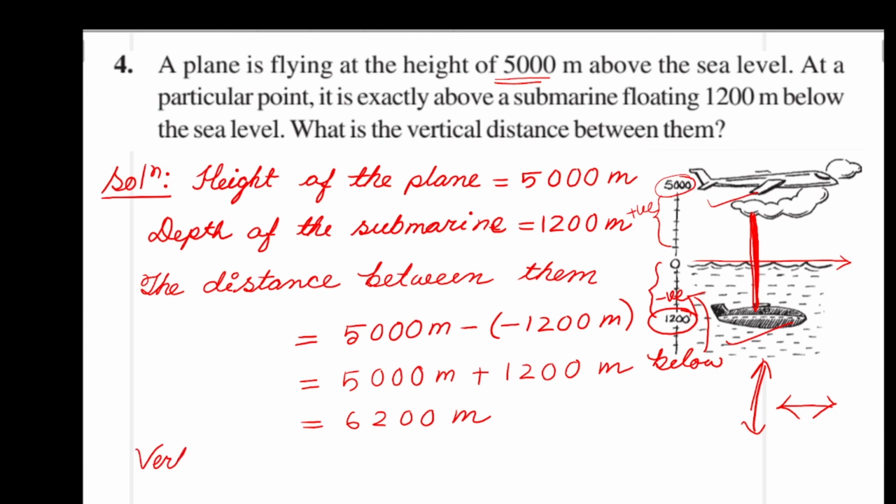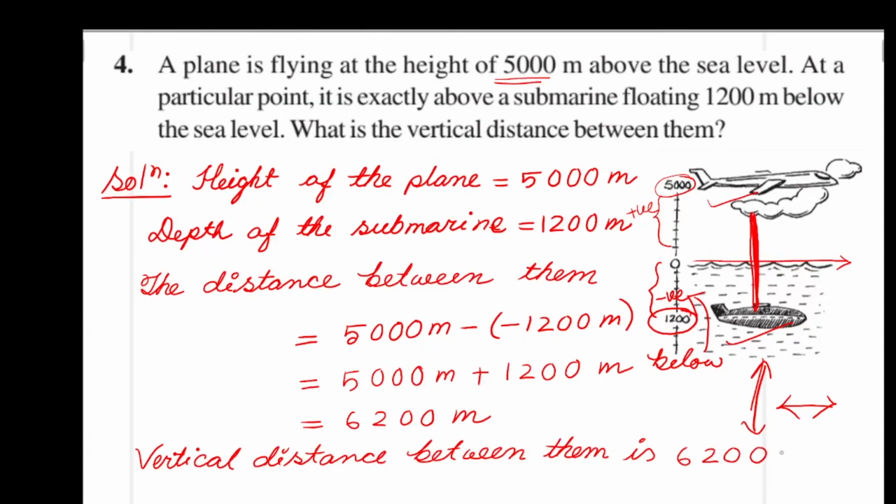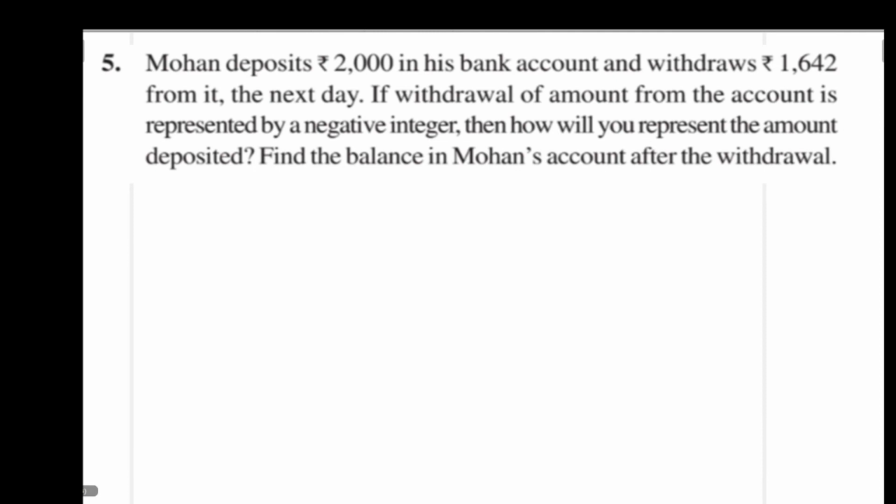Okay. So the vertical distance, answer you have to write, vertical distance between them is 6200 meter. Okay. Now come to the next question 5.